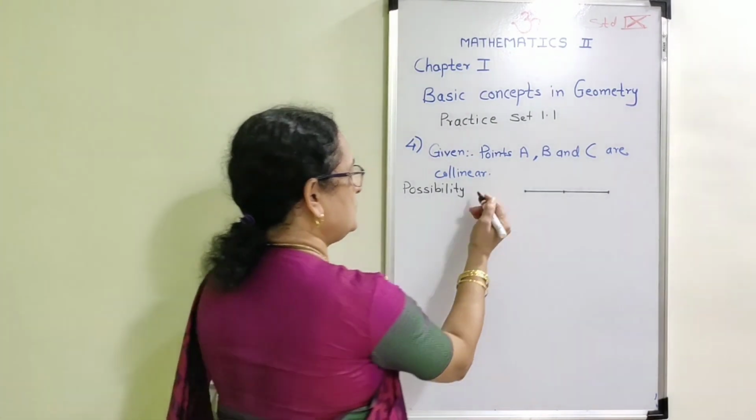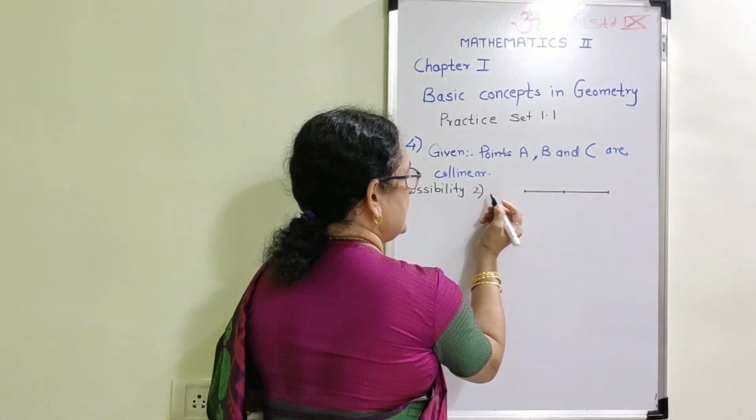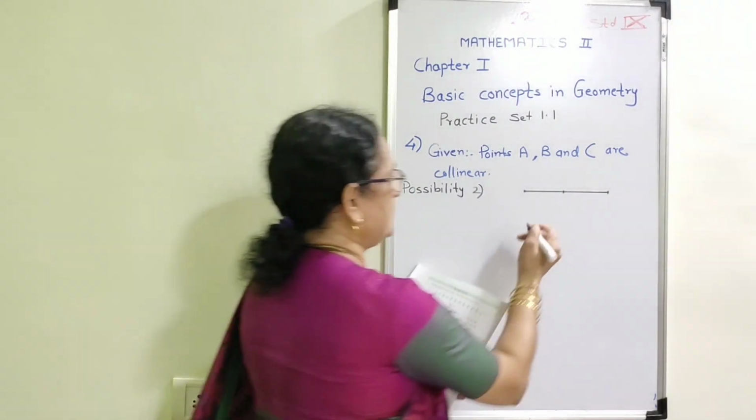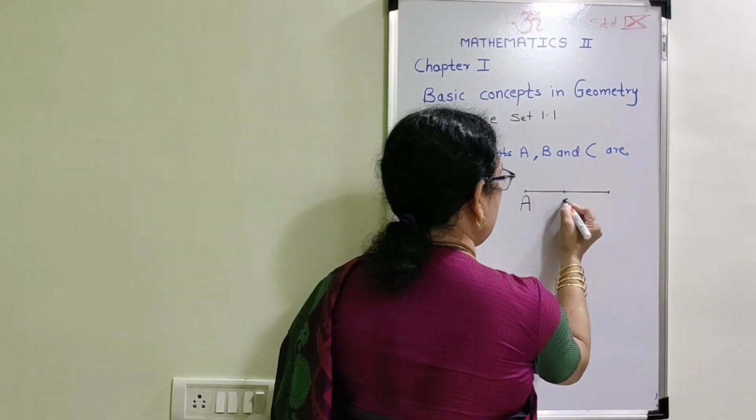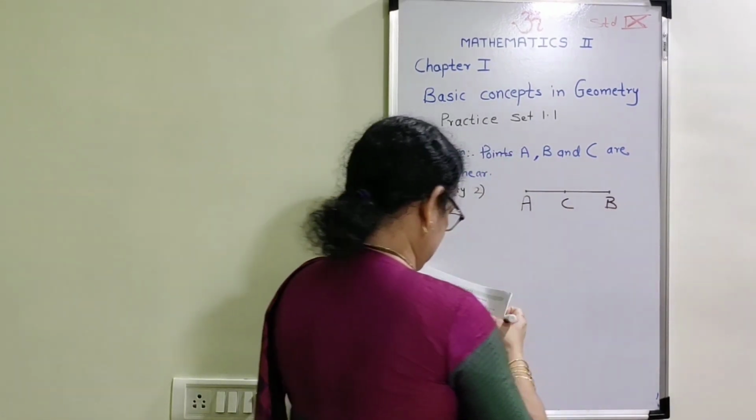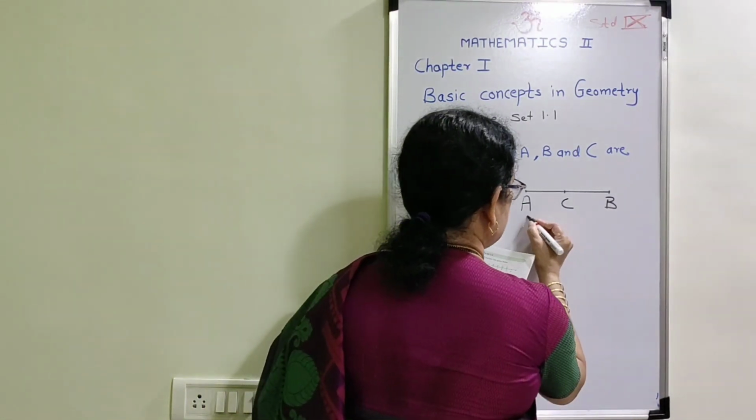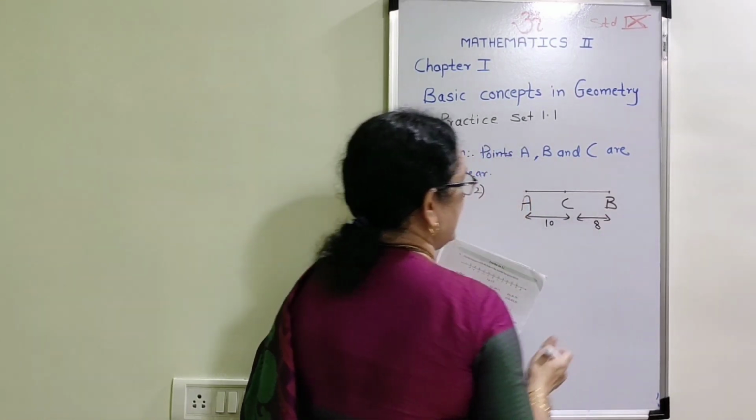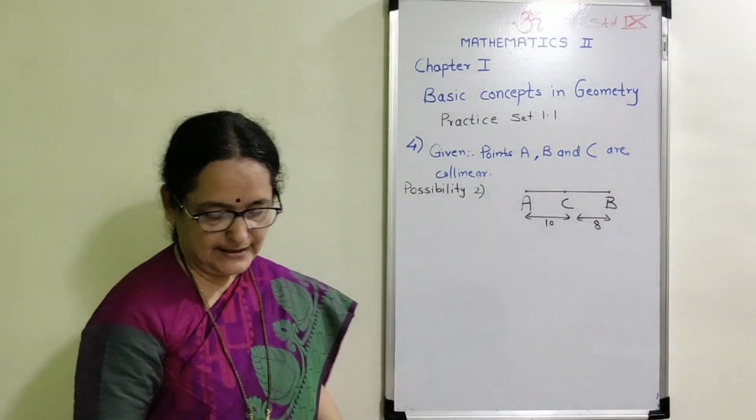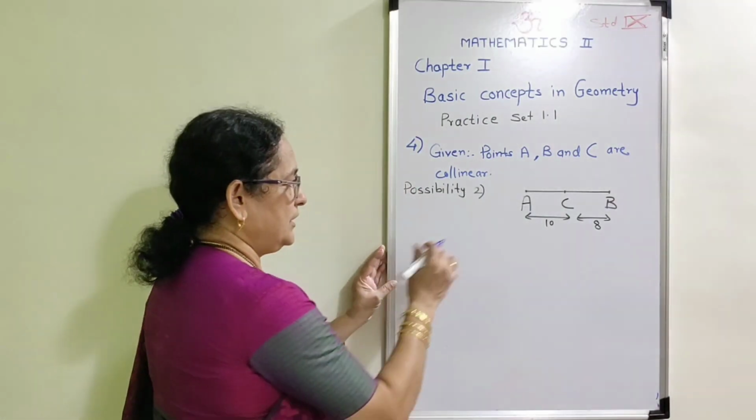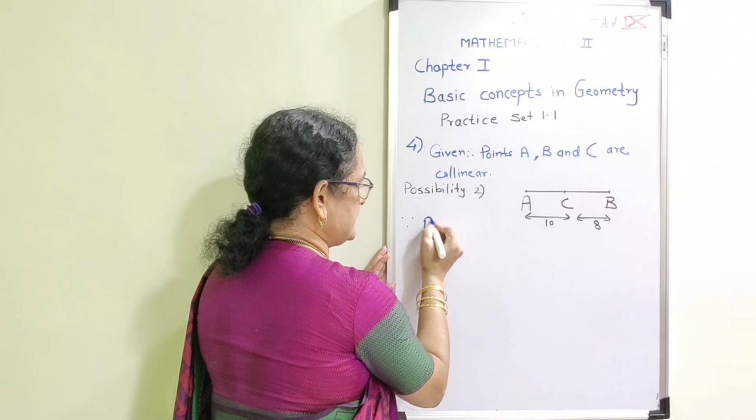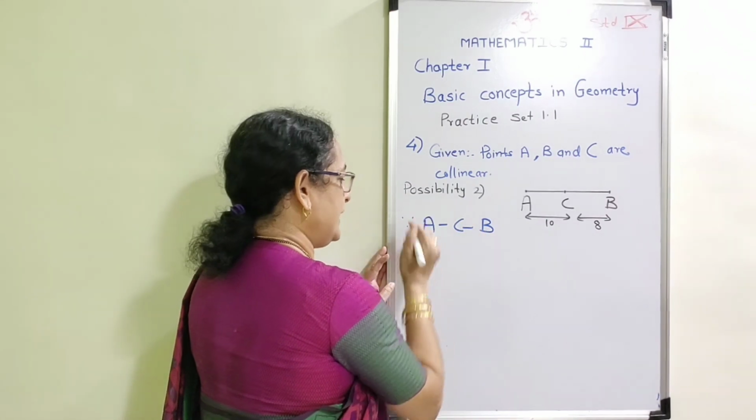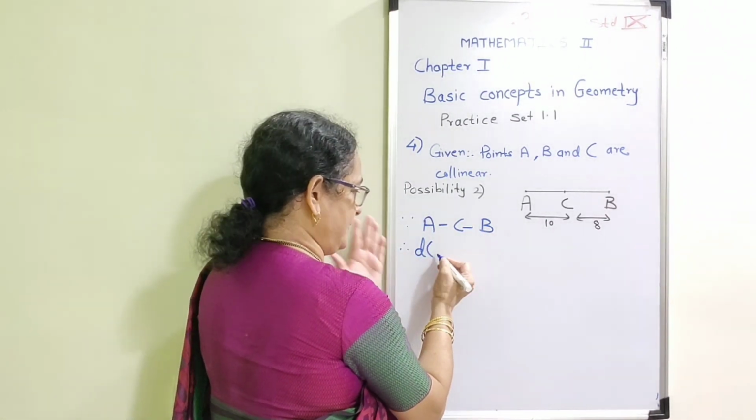Now possibility 2, for betweenness, what is possible? Now again observe the distances. I can take point C in between points A and B. Since I know that distance AC is equal to 10 and distance CB is equal to 8, I can take the addition of both and I can find out distance AB. Here, since the betweenness is now A dash C dash B, I want to find AB, that's why I have taken it on the left side.